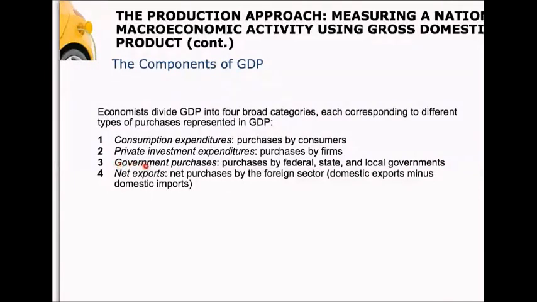We have government purchases by federal, state, and local governments, and we have net exports, which are the net purchases by the foreign sector, or domestic exports minus domestic imports. All goods and services which are produced are either consumption, private investment expenditures, government purchases, or net exports. So if we add all those up, we have a total of how much is being produced, called gross domestic product.